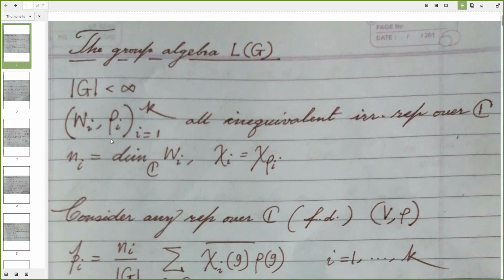Assume that rho_i, where i runs from 1 up to k, are all the inequivalent, irreducible complex representations of the group G. We denote the dimension of W_i, where W_i is the space of the representation rho_i, by n_i, and the character of rho_i by chi_i for each i.